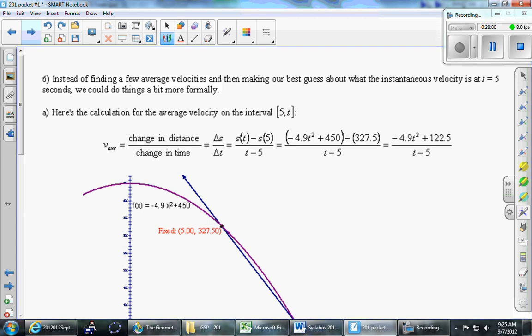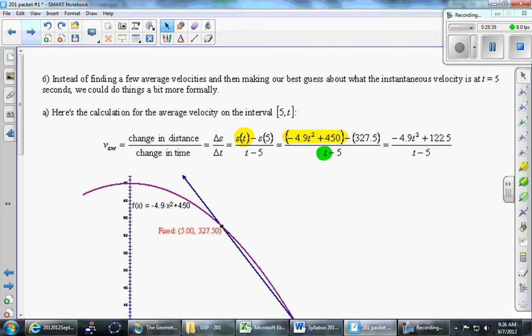Okay, s of t, what do we do? Well, we have the formula for s of t, right? You guys buy that the s of t formula we wrote is exactly that in the parentheses? All right, s of 5, we did that a bunch of times. That's a number, it's 327.5. And then on the bottom, it's a change in time. How much time elapses? Well, it's not a number, but it's whatever the difference is between t and 5. Okay, up on top, we can combine, yes? 450 minus 327.5 turns out to be 122.5. On the bottom, that's all we have.